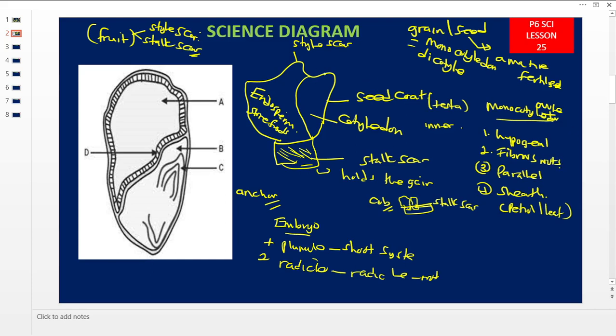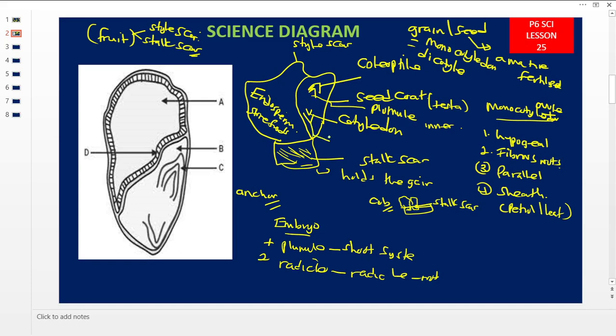Okay, now inside this part, let us put in our embryo. Now we have two parts. This one is what we call the coleoptile. Then the second one is what we call the plumule. The importance of the coleoptile is to protect the plumule. Now this plumule is going to grow into a shoot system.